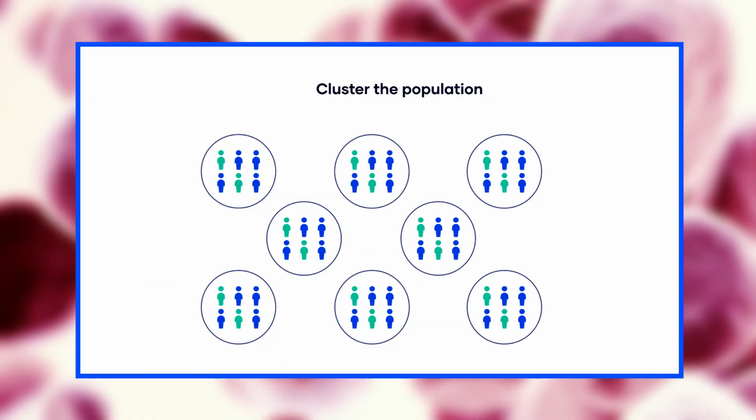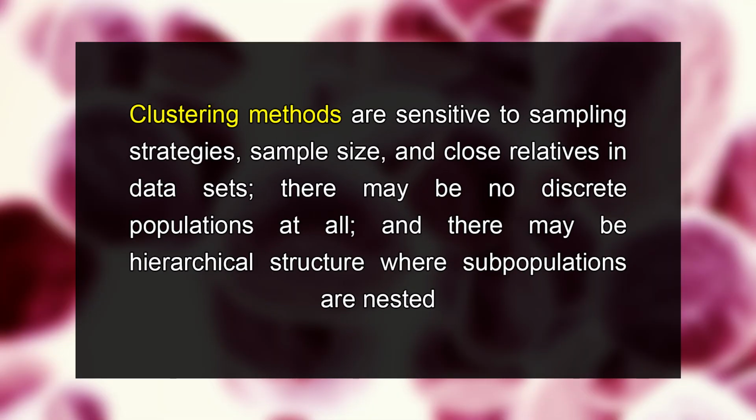Though clustering methods are popular, they are open to misinterpretation. For non-simulated data, there is never a true value of K, but rather an approximation considered useful for a given question. They are sensitive to sampling strategies, sample size, and close relatives in data sets. There may be no discrete population at all, and there may be hierarchical structure where subpopulations are nested. Clusters may be admixed themselves and may not have a useful interpretation as source populations.